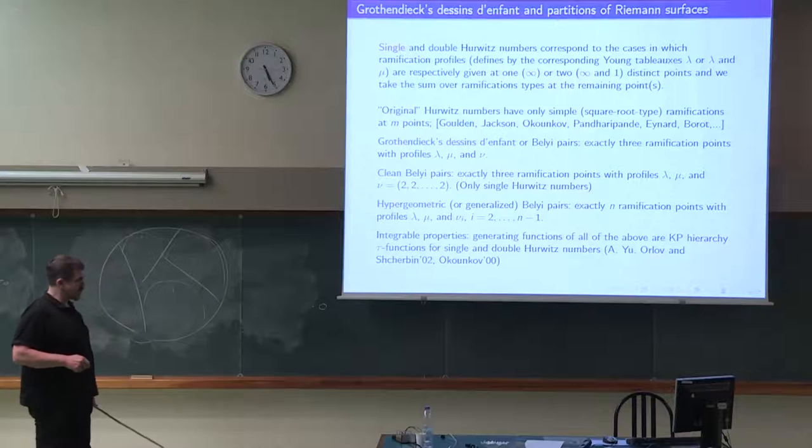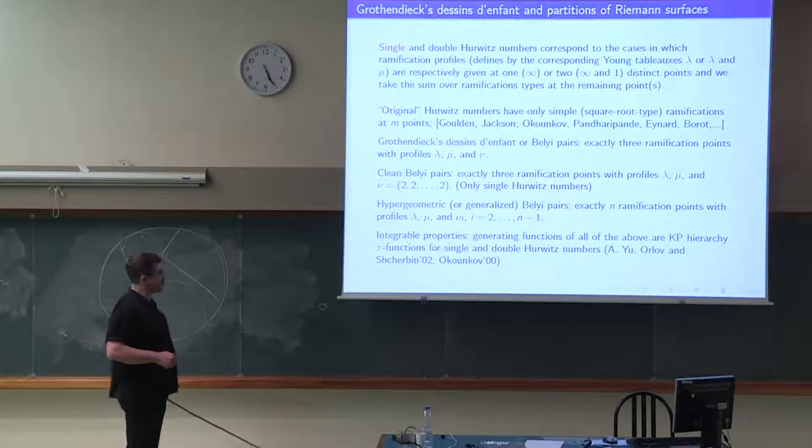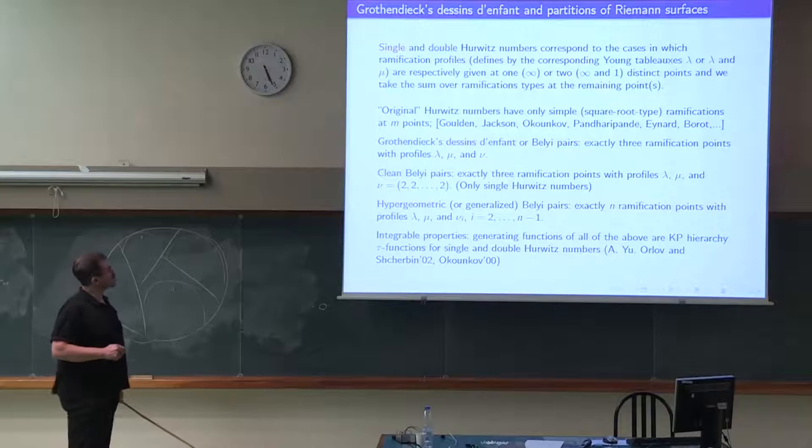That means that they satisfy bilinear higher order identities. And again, my reference list is by far not complete, but more or less, I think it was noted by Alexander Orlov and Shcherbin and Okounkov. Maybe, well, at least it's related to original Hurwitz numbers and hypergeometric ones. Okay, but again, it will not be a subject of my talk.